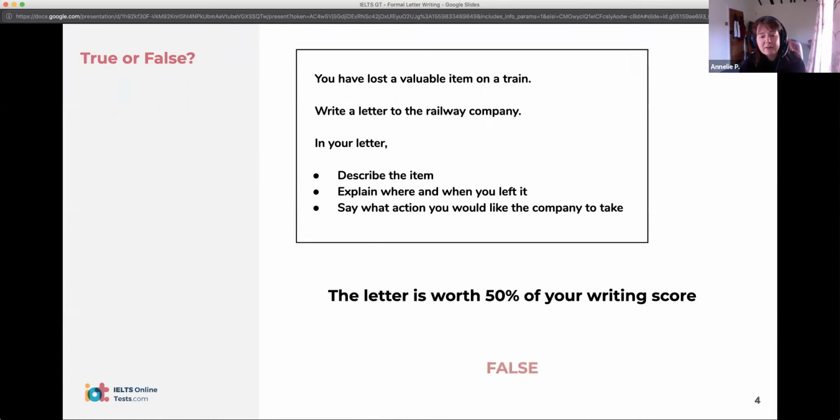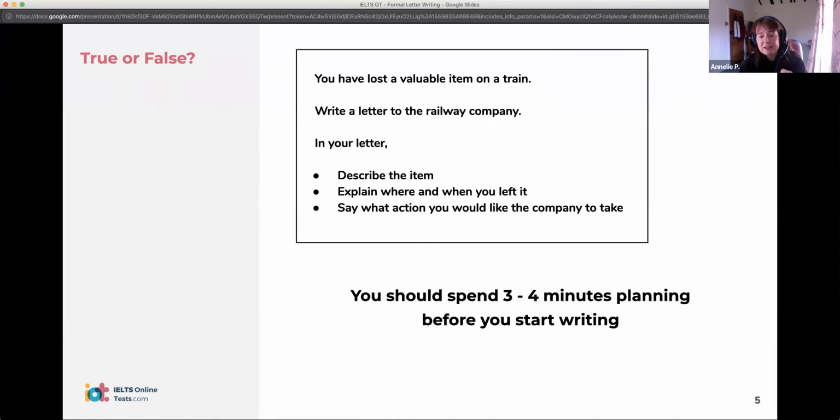Next one: spend a little bit of time planning before you start your letter. What do you think, true or false? Yes, true. Very, very important for both of the writing tasks to spend some time planning. It actually saves you time in the long run.